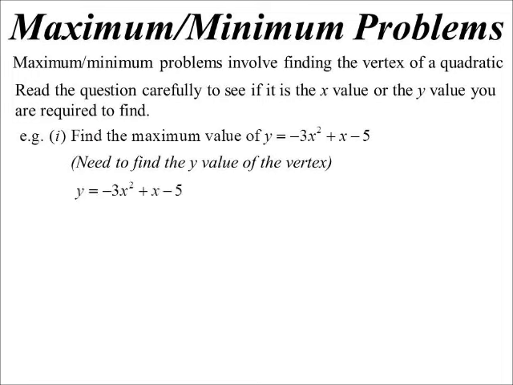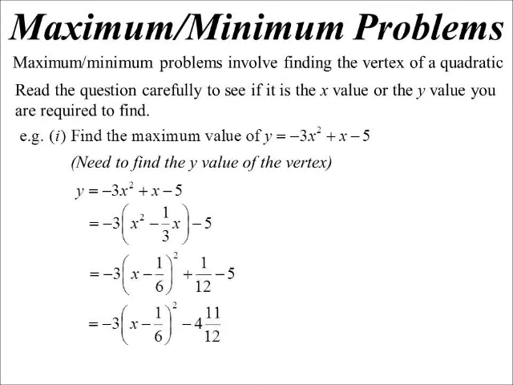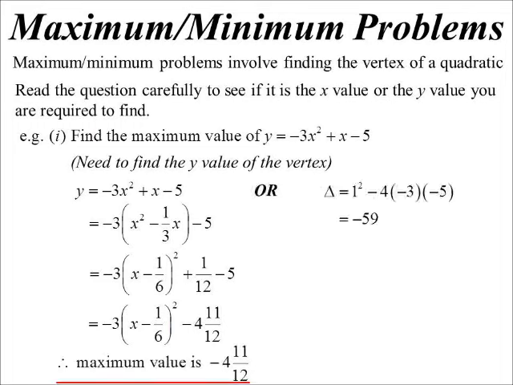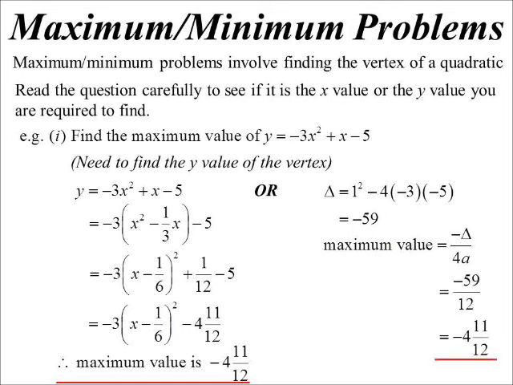I could do it by completing the square. And if I complete the square, I get minus 4 and 11/12. I probably wouldn't do it that way. I think I'd go this way, using the discriminant idea. Remember, the maximum or the minimum value, or the y value of the vertex, is minus the discriminant on 4a. So the discriminant is b squared minus 4ac, in this case minus 59. So the maximum value is minus the discriminant on 4a, and I think that's a little bit quicker myself to get to that y value of minus 4 and 11/12.